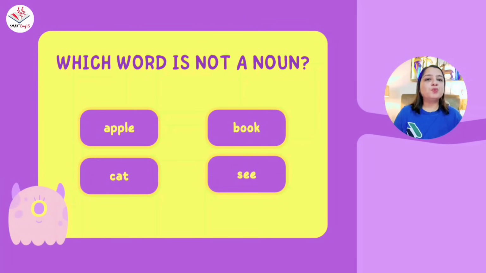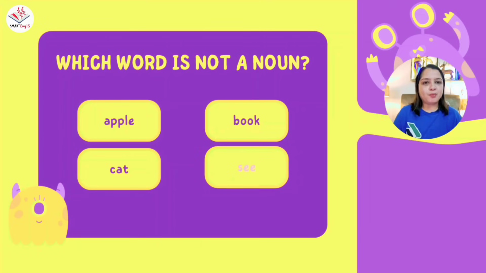Next question, which word is not a noun? Apple, book, cat, sea. Let's check. So the correct option is sea, because see is a verb. Next question.